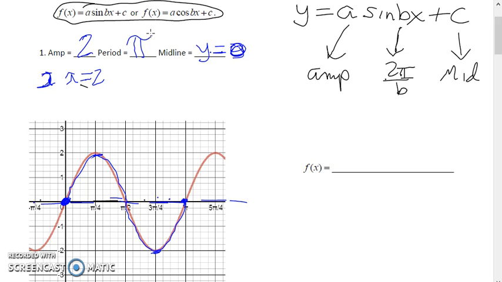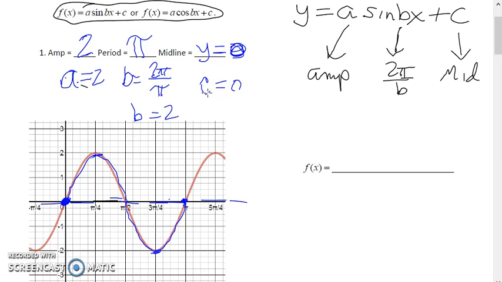So A is 2. Now B, the easiest way to do this is to say 2 pi divided by the period. So if I have 2 pi divided by pi, then B is going to equal 2. Since my midline is 0, that means C is equal to 0.